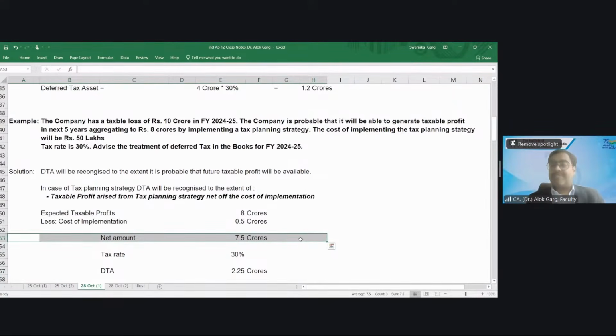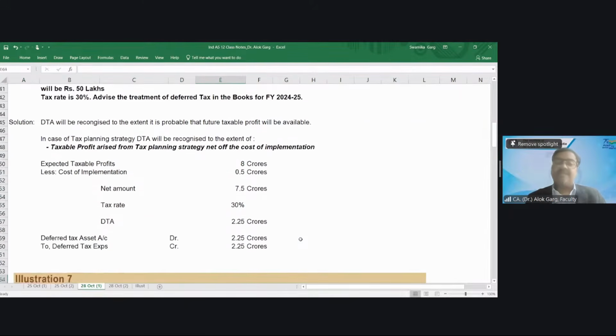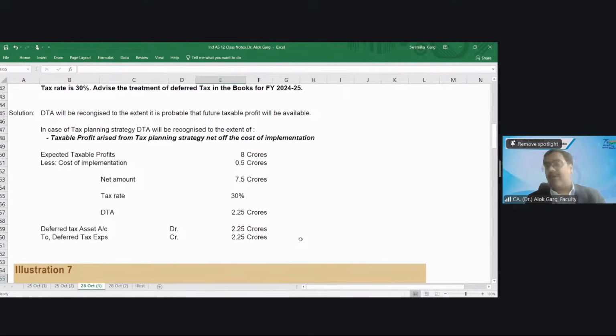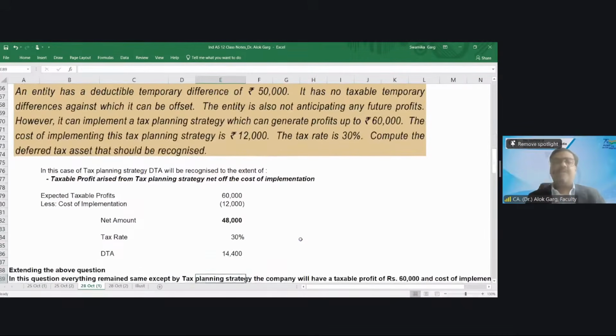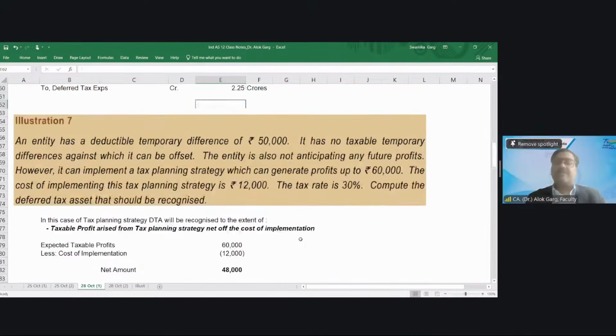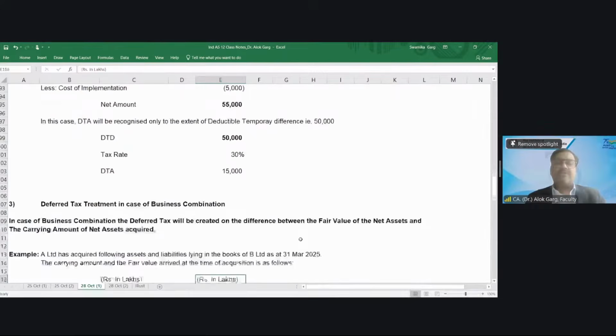When I say deferred tax asset, it means 7.5 crore multiplied by the tax rate is equal to the deferred tax asset, right? This is the accounting. Is that clear? This is one of the questions, illustration number 7, which we did, right? So I'm not touching on this.